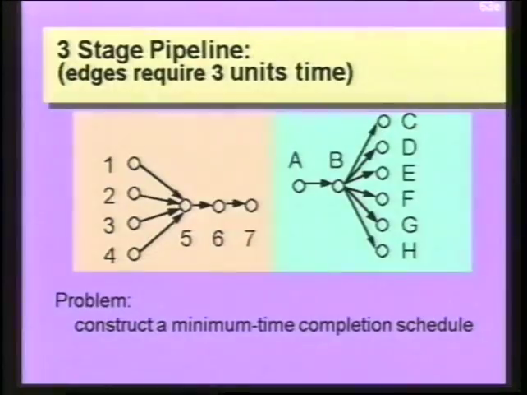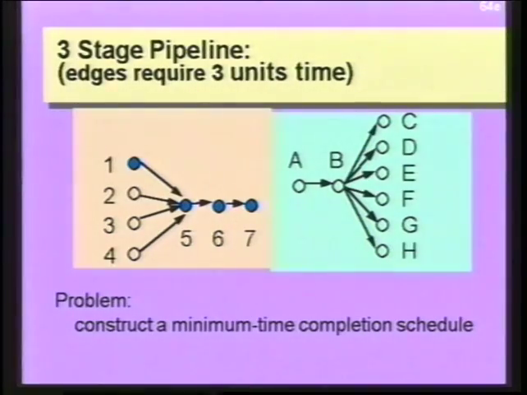Let's look at another example. Here we have what looks like 2 graphs, but it's really one. It's really 2 disconnected components. And if we weren't trying to do this on a TV screen, we would put one on top of the other and make it more obvious to you that it's really one graph. So we have the numbered component and the lettered component. And what we want to do is to construct a minimum completion time schedule for this particular graph.